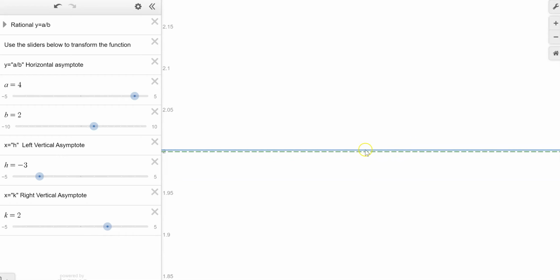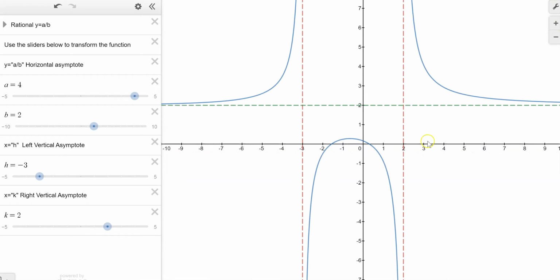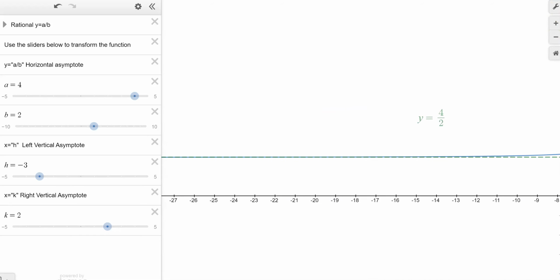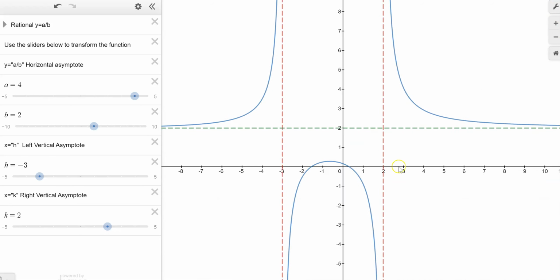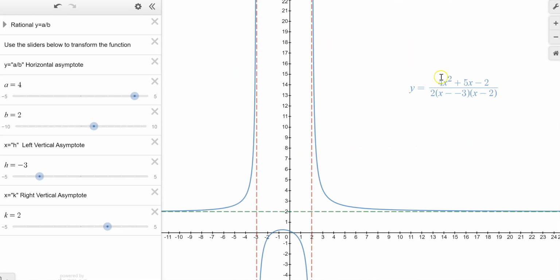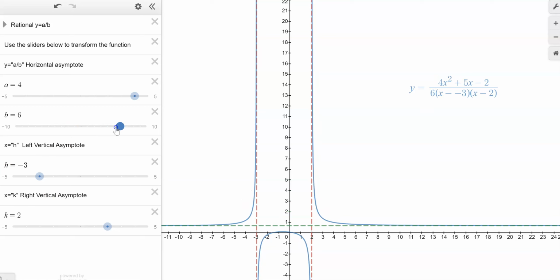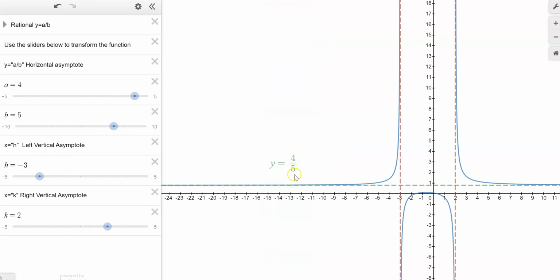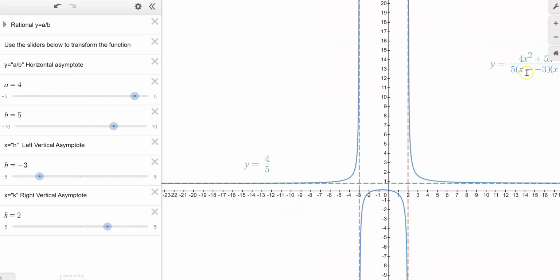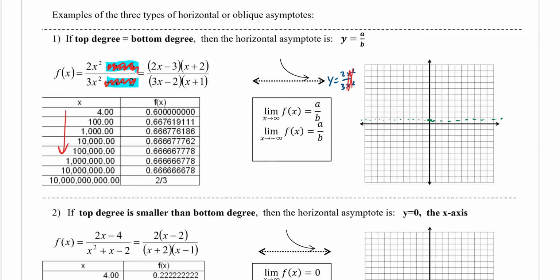So it's approaching this y equals 2/3. So that's why we draw this line. And it works the other way as well, see? So whatever those two leading coefficients are, that is what our y equals will be, see? As I move it, that's 2/3, that's 4/5. See, y equals 4/5. It's just those two numbers together. So that is how we get the horizontal if the degrees are the same.